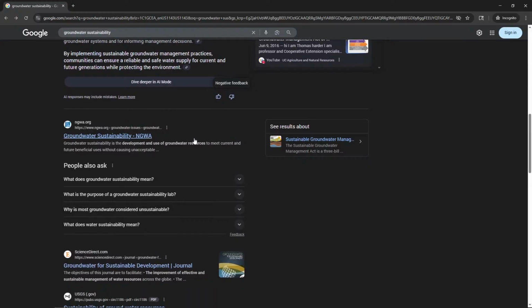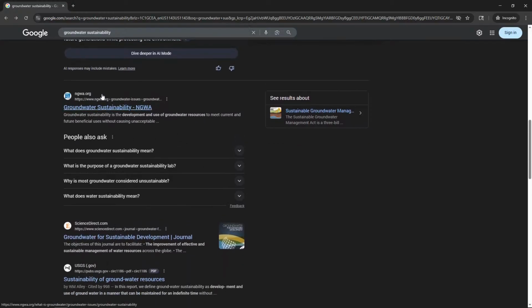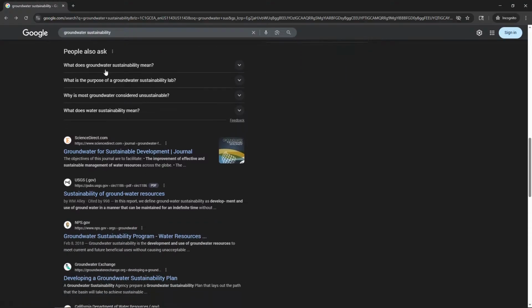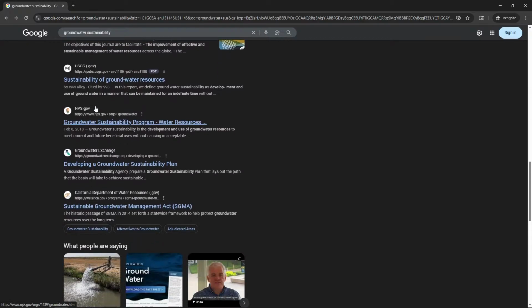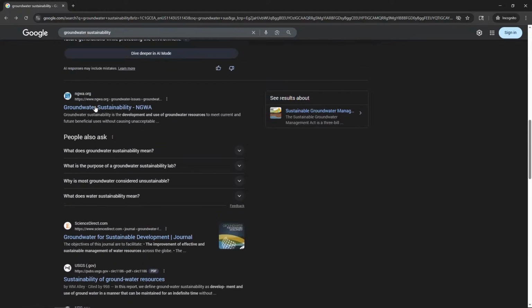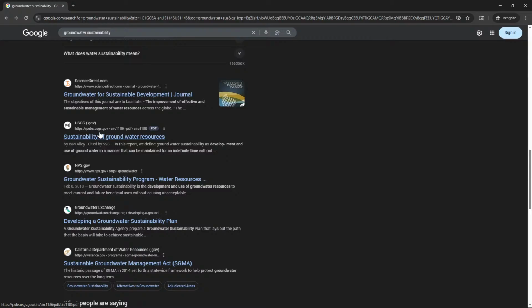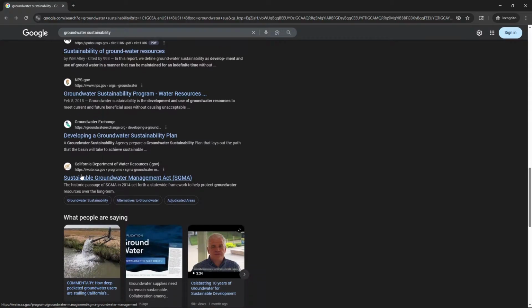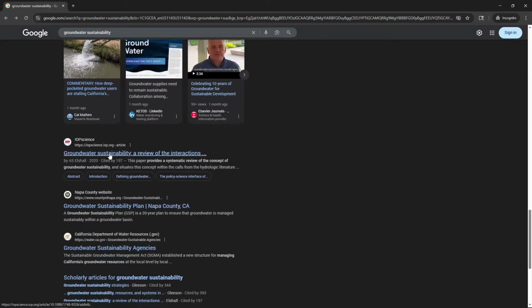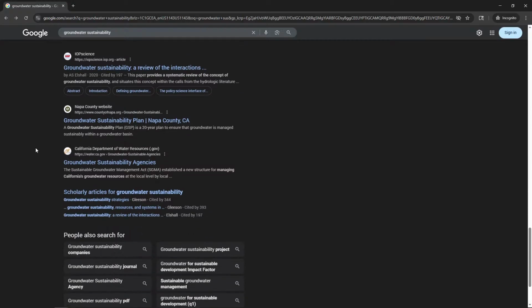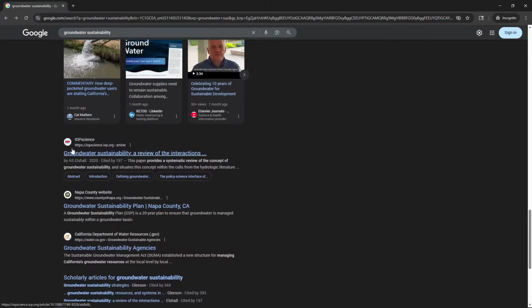In the other results for groundwater sustainability, it is something by NGWA, the National Groundwater Association. Then you get a journal about groundwater sustainability. You get a USGS report, and you get the Sustainable Groundwater Management Act of California, SGMA. And then see the first paper that was pulled out, that was this paper, like your paper, my paper in that case. My paper was pulled out, the first research paper that appeared was my work.